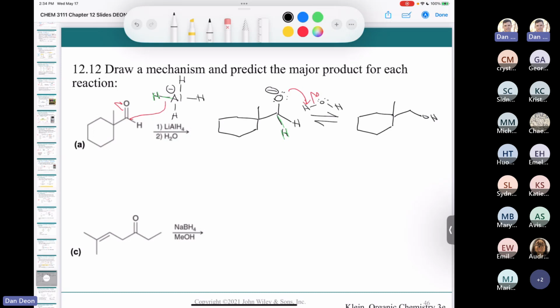So what I'd like to do now is take another short break. I'll give you a chance to try the mechanism with sodium borohydride. Then we'll come back and take a look at that. And then we're going to get into diols. And then we're going to get into a Nobel Prize winning reaction known as the Grignard reaction.